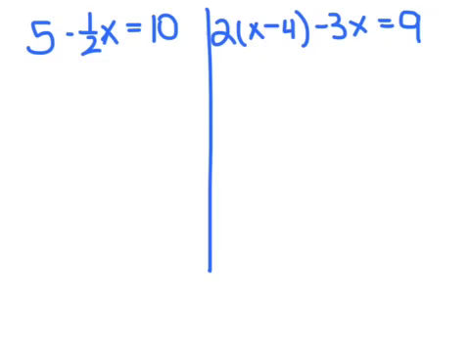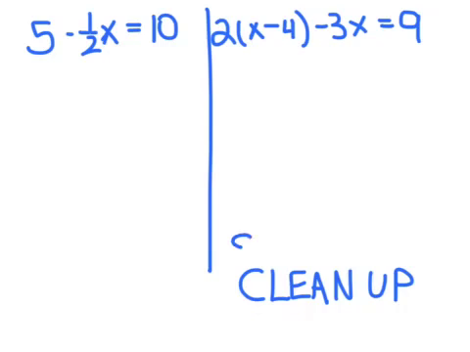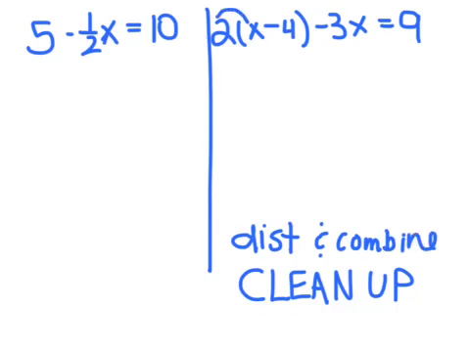If you made a mistake on the second page, on problems 5 or 6 on the quiz, you probably either messed up on the steps, which I called clean up the kitchen in class, which really means you have to get organized and you have to distribute and combine like terms before you start. For this problem, that would look like taking 2 times x and then 2 times 4, so you have 2x minus 8 minus 3x equals 9.